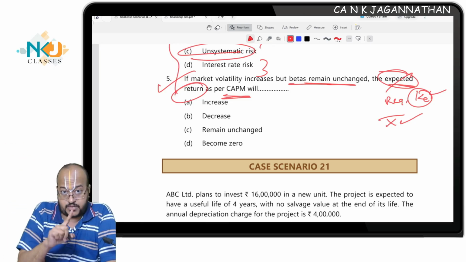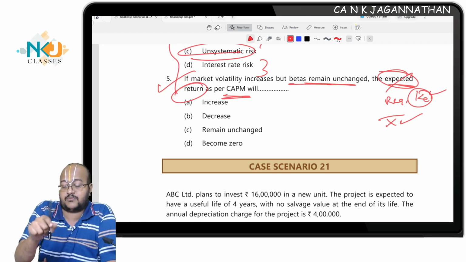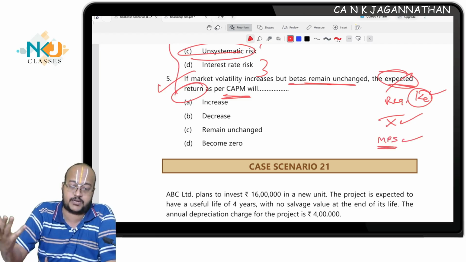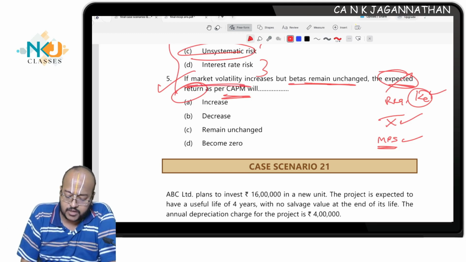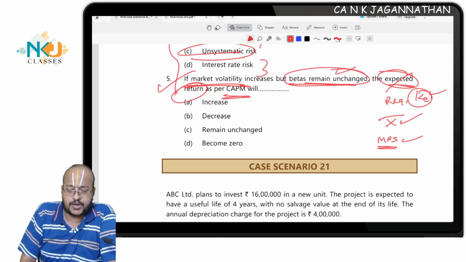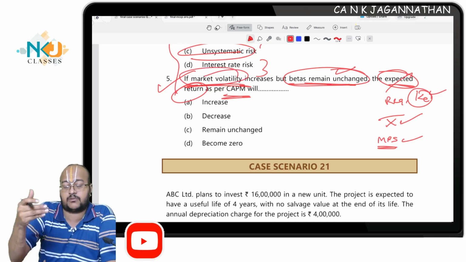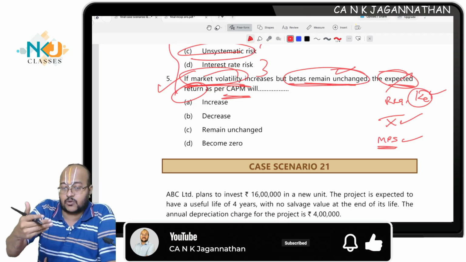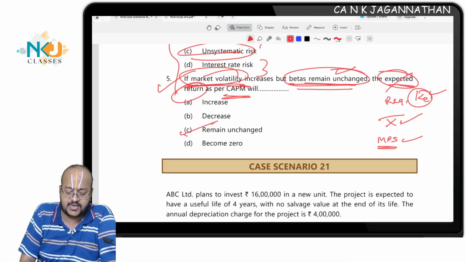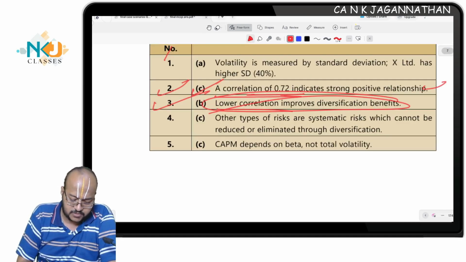Anyway, the expected return and the Ke required return will be the same only when the share is trading in the market at the fair price. If the market volatility increases and beta remains unchanged, beta is what is required to calculate. I don't care about the individual market volatility. I only care about the beta, which connects the security with the market. So if beta is unchanged, obviously Ke, the required rate of return, will also remain unchanged. Option 5, CAPM, should be the solution.